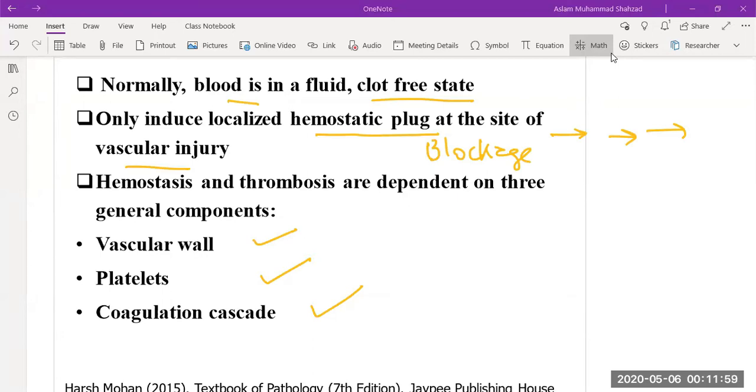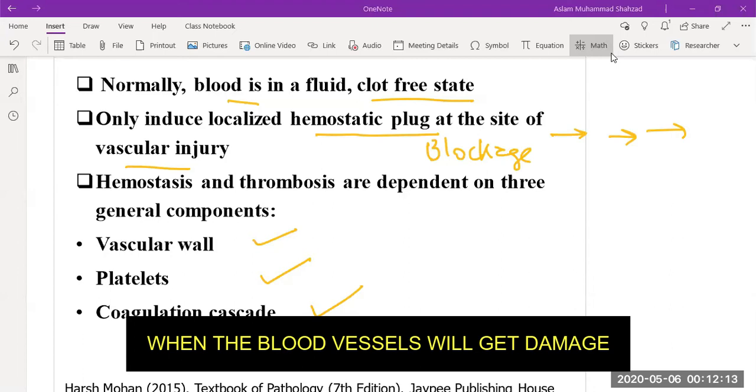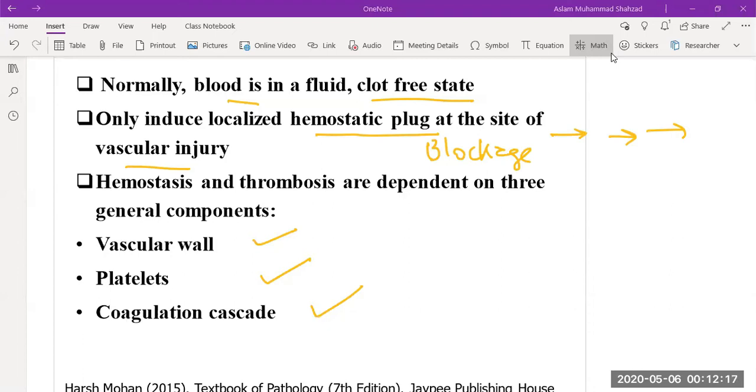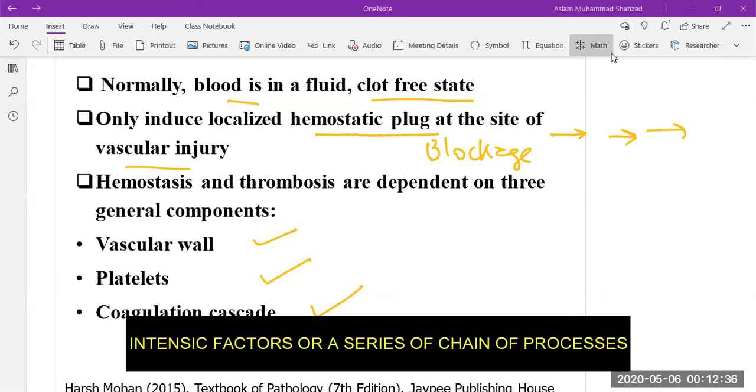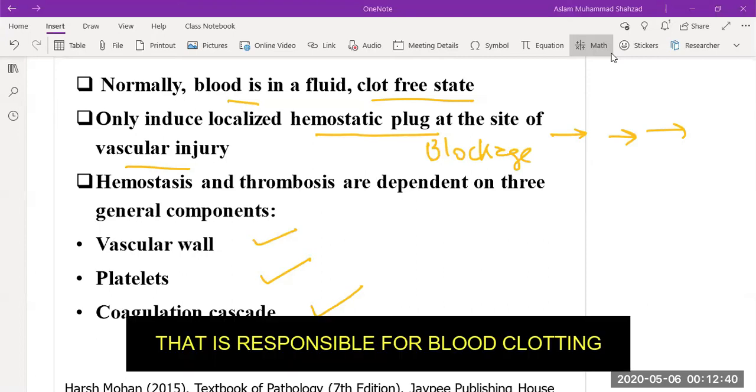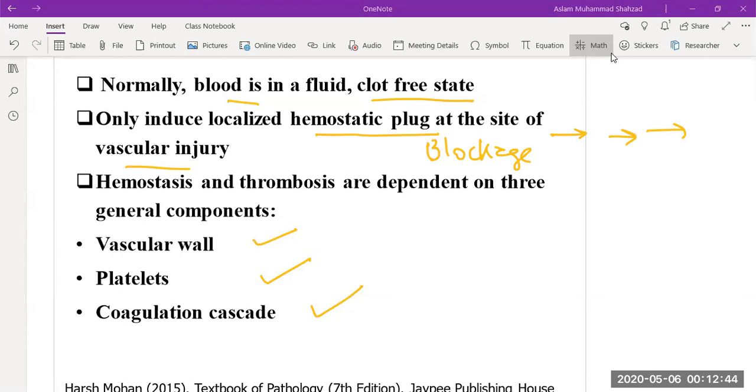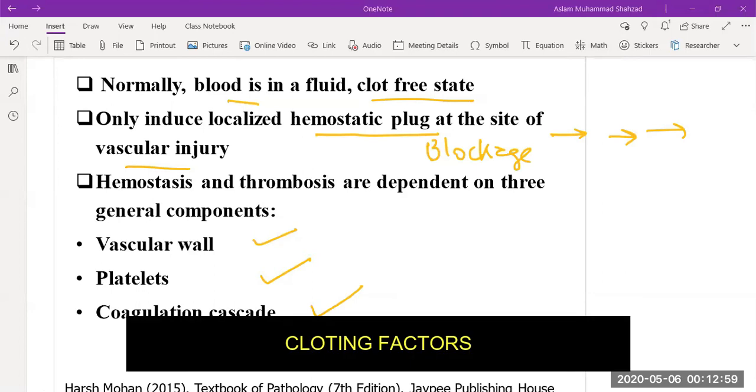And then the second thing which is important is the formation of platelets. As we know that when the blood vessel gets damaged, it leads to the formation of platelets, and with the platelet formation, it can lead to the development of thrombosis. Then we have the coagulation cascade, and the coagulation cascade is a series of intrinsic factors or a series of chain processes that is responsible for blood clotting. And we will discuss this in a separate video. But in general, you have to understand that the coagulation cascade is known as the process of formation of clotting factors.